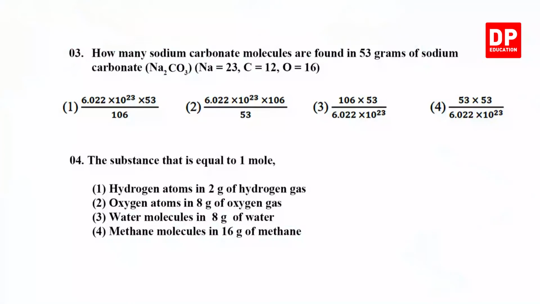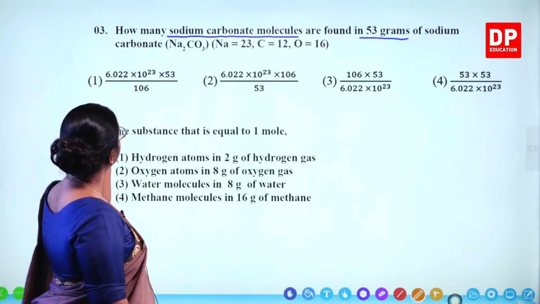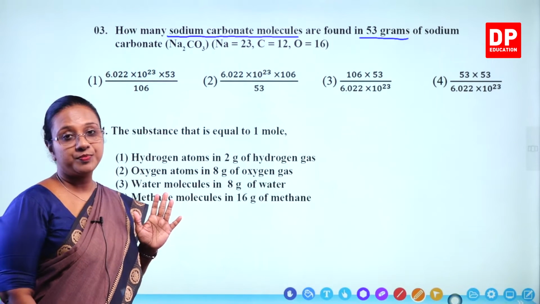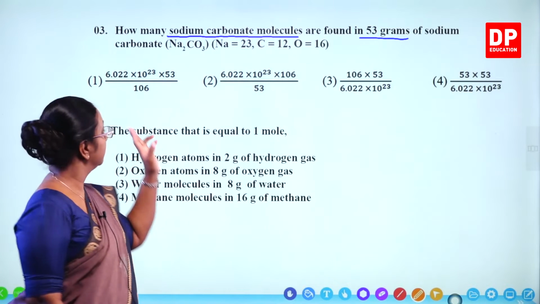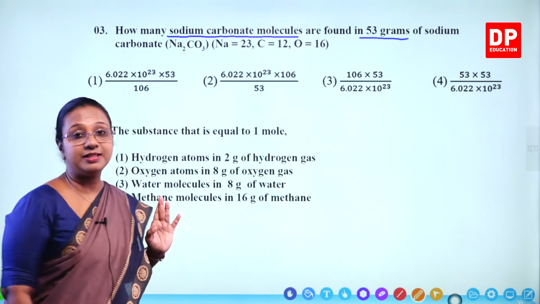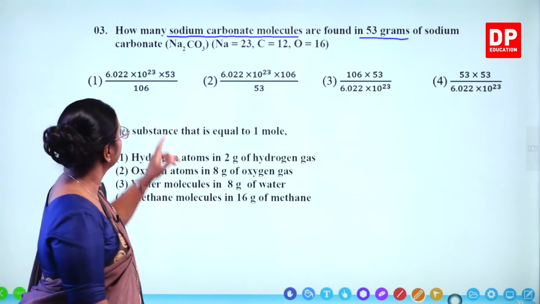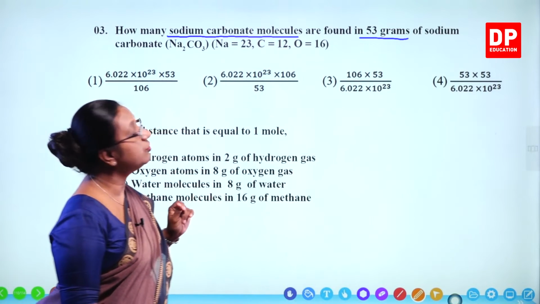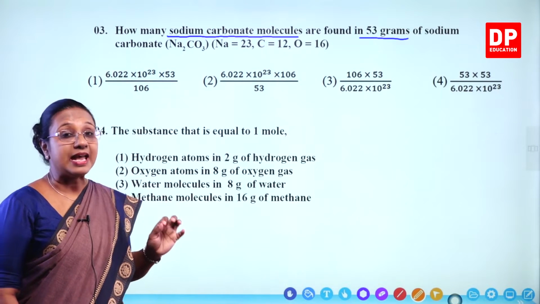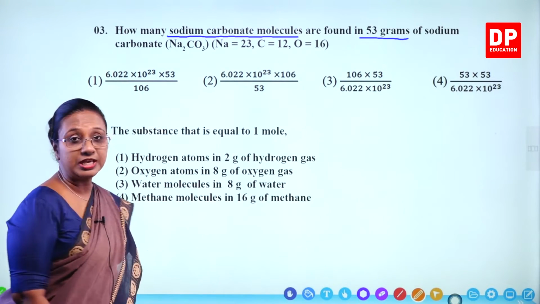Then the next one. How many sodium carbonate molecules are found in 53 grams of sodium carbonate? So here if you look at the answer, students, you can see the answer is in equation form. So there you know what the values are. 6.022 into 10 to the power of 23 is the Avogadro constant. Then this 53 is given to you, 53 grams. Then what should this 106 be? That is the molar mass of sodium carbonate.